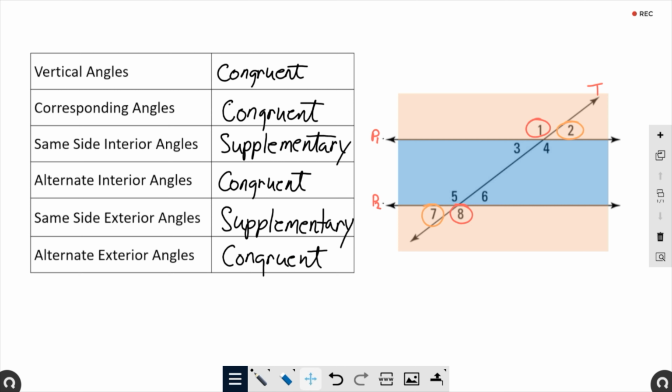And here is a brief overview of the angle pairs that are formed when a transversal line cuts through a set of parallel lines.